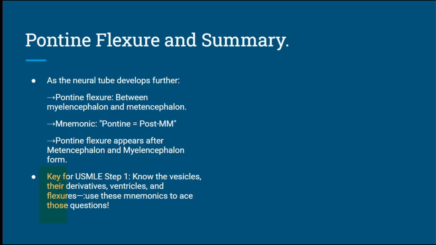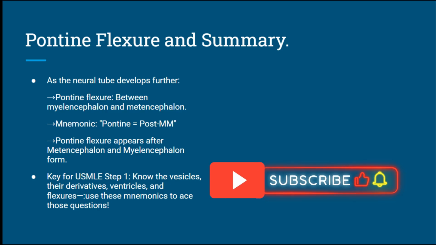Let's wrap up. For Step 1, you need to know the vesicles, their derivatives, the ventricles they form, and these flexures. Use the mnemonics we have covered, like PMR for the primary vesicles and THP for the third, to lock it all in. Next time you see a question about a cerebellar defect or a ventricle issue, you will trace it back to the origins like a pro.